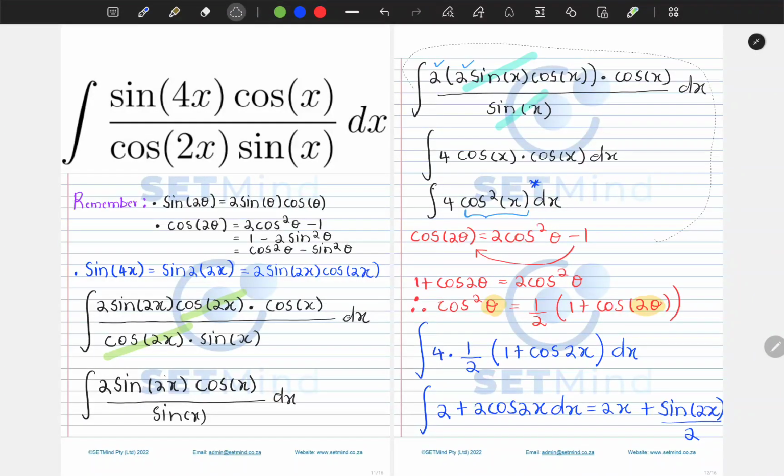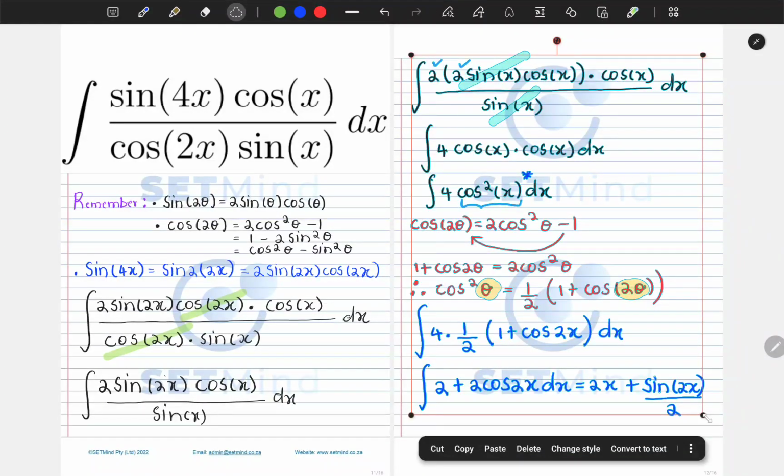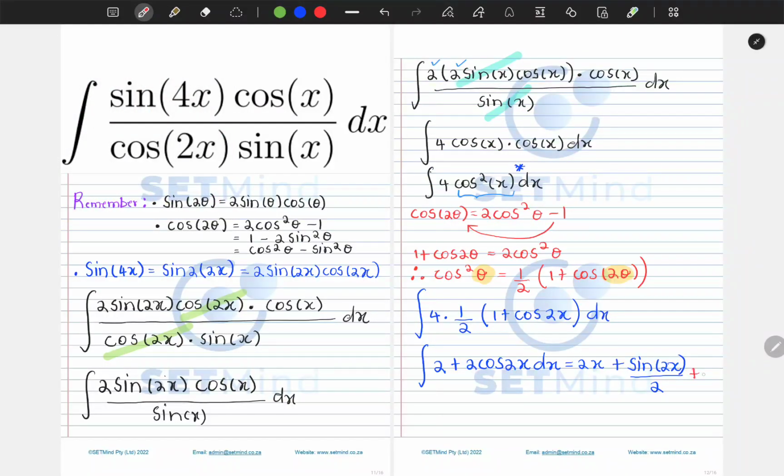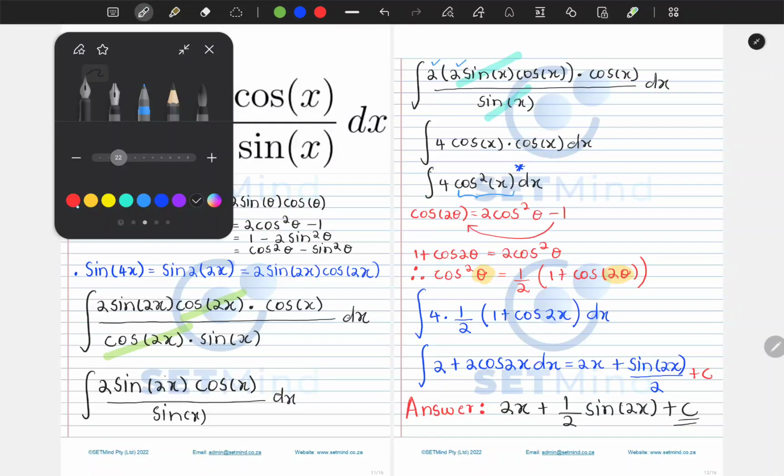Let's make some space. The division by 2 just comes from our understanding of the chain rule. And then what we are missing is to just add a c. So what is our answer? In closing, our answer to this question is simply 2x plus half of sine of 2x, then plus c. So this is what we were expected to be able to get for this question.